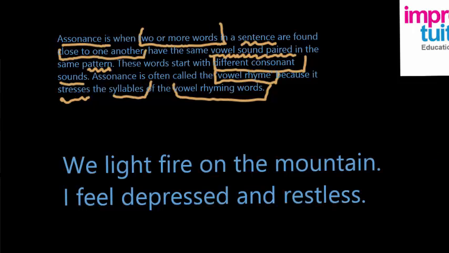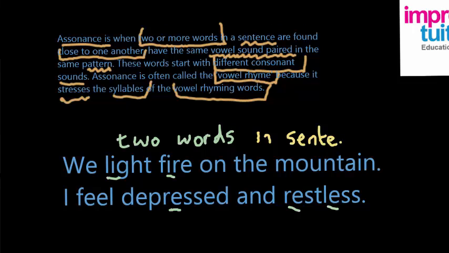Let's now look at an example. We light fire on the mountain. I feel depressed and restless. Now the words light and fire, depressed and restless, they have internal vowels. So light and fire are close together, and depressed and restless are close together. They're two words in a sentence close to one another.